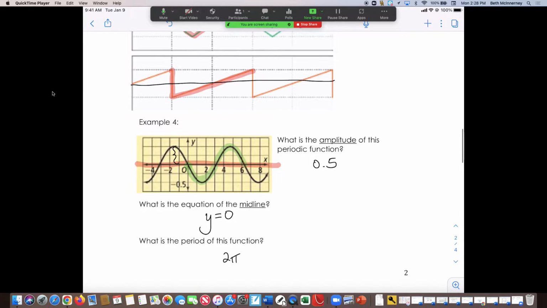All right, so before we move on, here's the big idea. A periodic function is a function that repeats and comes back to the same y value that you started with. Amplitude is the distance from the midline to a maximum or the midline to the minimum. A midline is a horizontal line halfway between your max and min values. And the period length is how long horizontally it takes until it's going to repeat.